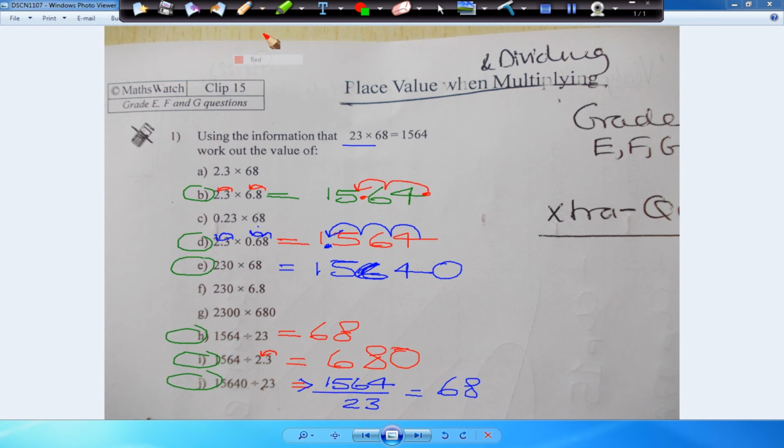So let's have a look. Now, 1564, what have they done to that? We made it 10 times bigger. The bottom number stayed there. So if you make the top number bigger, the answer will definitely be also bigger. When you make the bottom number bigger, it makes the answer smaller. So it has the opposite effect on the bottom. Okay, that one's done. Are we happy with that, folks? Yes? Okay.